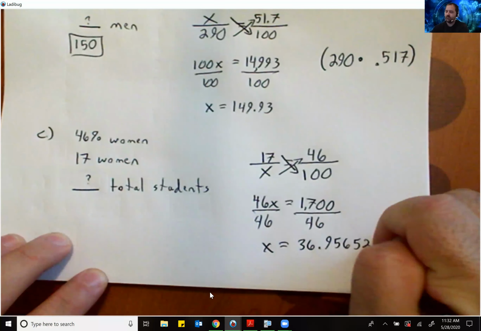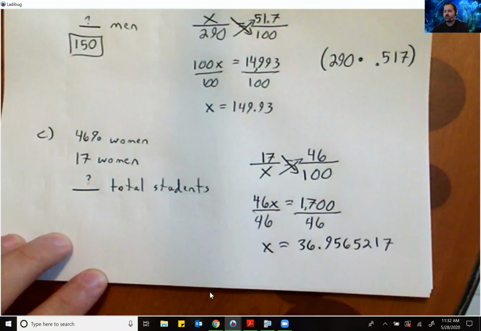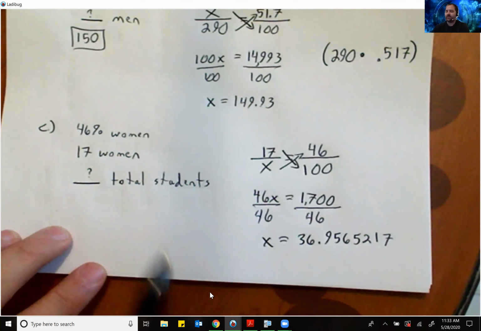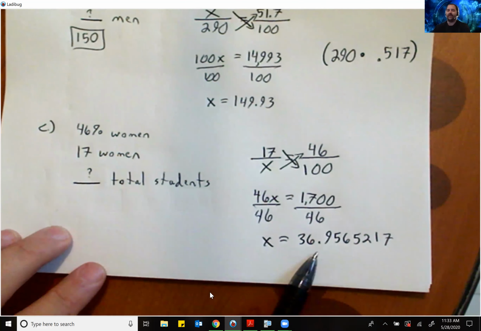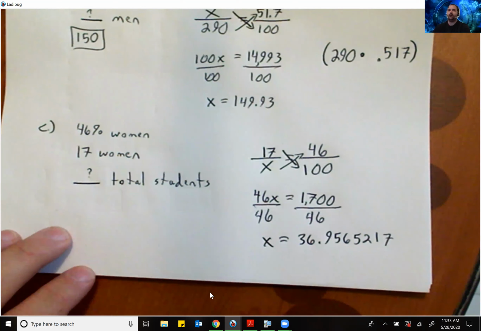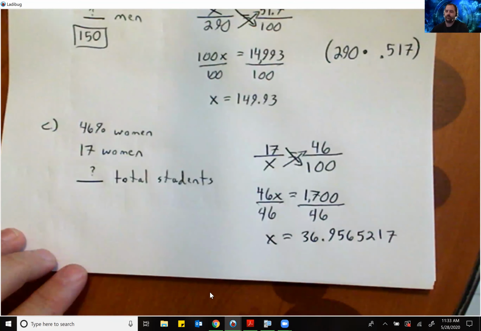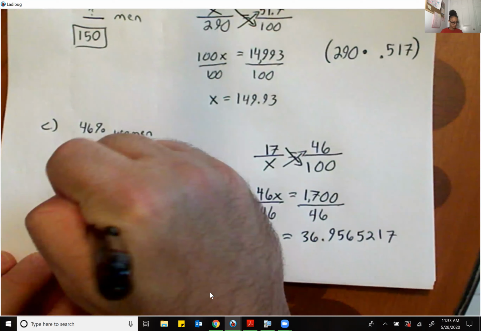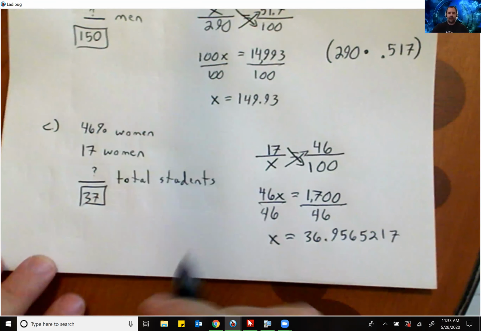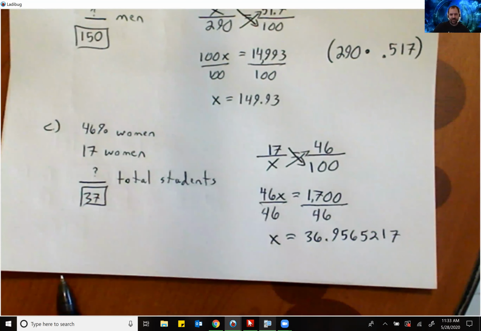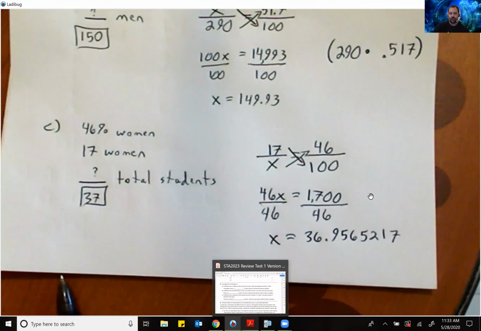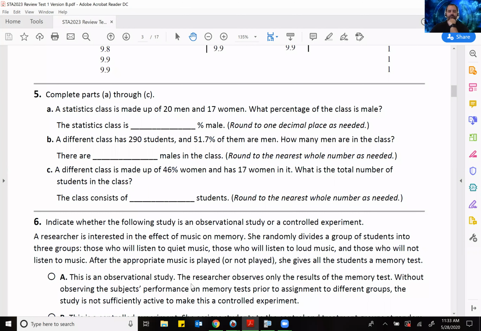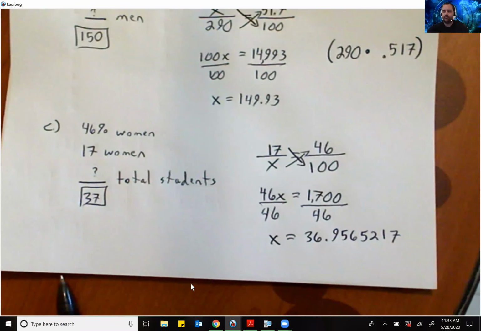But again, we're talking about the total number of students. I don't have 0.9 of a student walking around. I don't even know what that looks like. So how many students are there total for this? 37. Going back to check, make sure that it's the nearest whole number. And there you go. Any questions about A, B, and C?